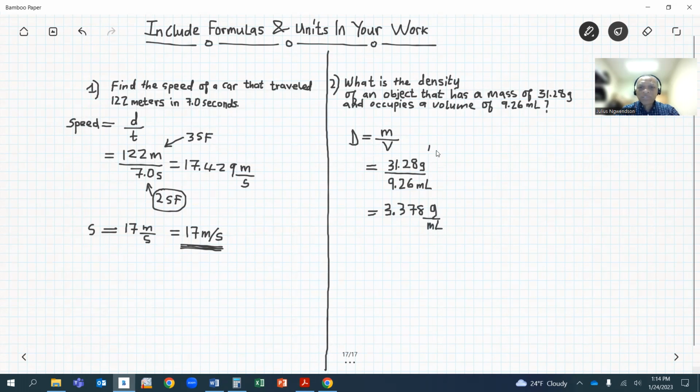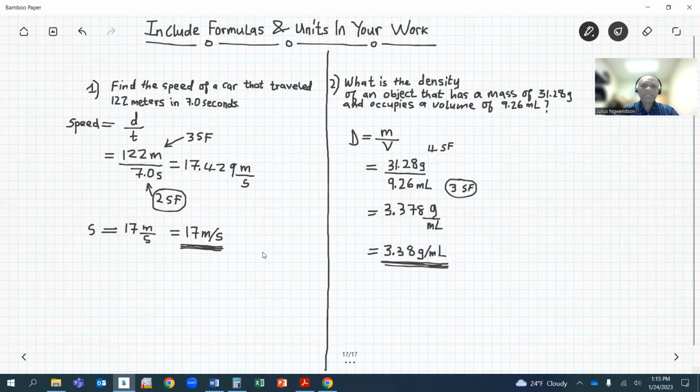Now we have four significant figures in the numerator. We have three significant figures in the denominator. So the minimum is 3. So we round our answer to 3.38 grams per milliliter. That will be our answer.